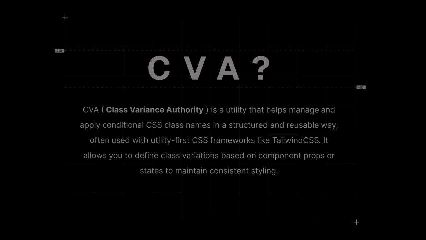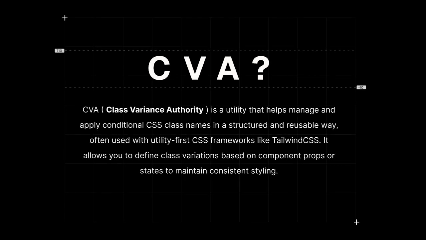So now let me show you yet another useful utility package which we are going to be using for building our component library, and which is called CVA. So what is CVA and why should anyone care about that? CVA, or Class Variance Authority, is a utility that helps manage and apply conditional CSS class names in a structured and reusable way. Often used with utility-first CSS frameworks like Tailwind CSS, it allows you to define class variations based on a component's props or states to maintain consistent styling. So that was just a quick theory about CVA, and now let me show you that in action.